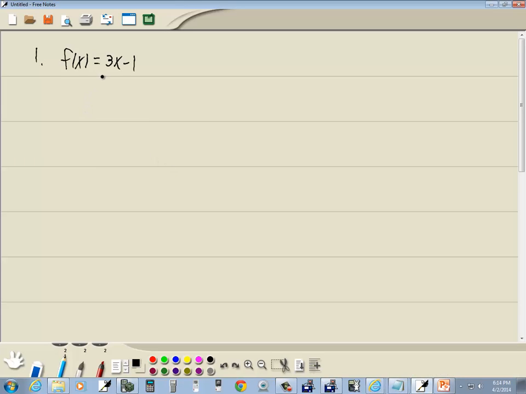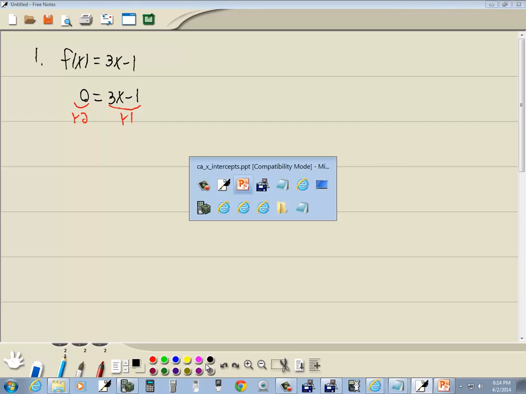So if we're finding the x-intercept, we'll plug 0 in for y. So we got 0 is equal to 3x minus 1. Now, we're going to use the intersect method. I'm going to put the 3x minus 1 on y1, and then we'll put 0 on y2. And let's see what that gives us.